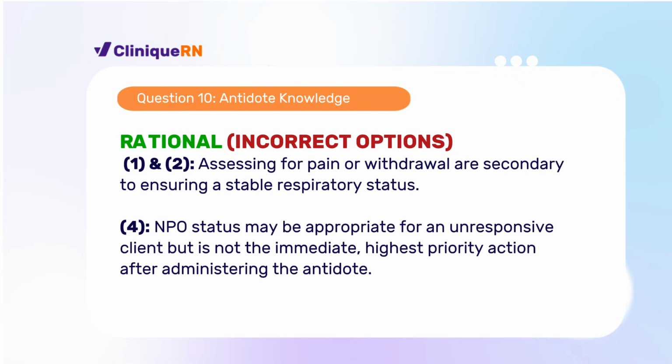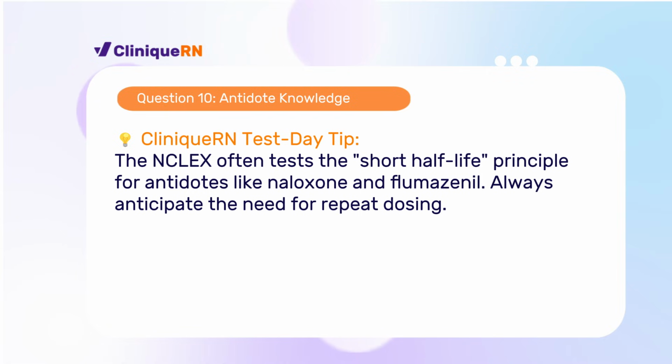Incorrect options 1 and 2. Assessing for pain or withdrawal are secondary to ensuring a stable respiratory status. 4. NPO status may be appropriate for an unresponsive client, but it is not the immediate, highest priority action after administering the antidote. Clinique RN test day tip. The NCLEX often tests the short half-life principle for antidotes like naloxone and flumazenil. Always anticipate the need for repeat dosing.